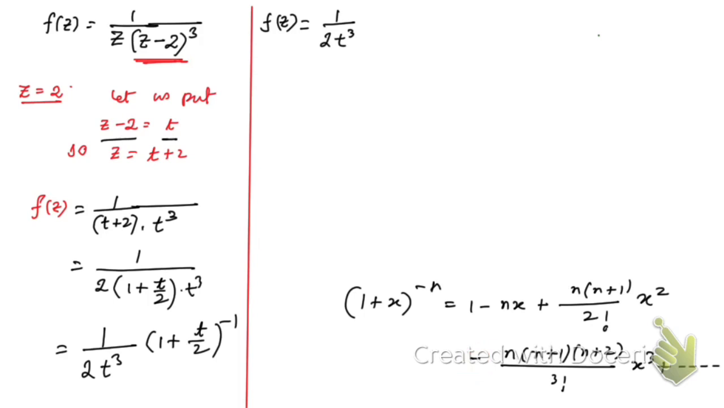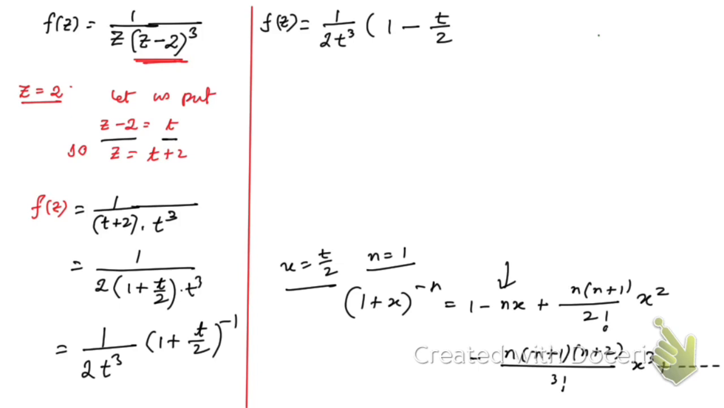Now you see, here we're going to consider this t by 2 as x, and minus n as minus 1. That means n is equal to 1 here. So if we apply that formula here, we're going to get 1 minus n, which is 1. So here instead of x we're going to put t by 2. So we replace x by t by 2 and n by 1 in this expansion, then we're going to get the expansion of this. Hope you have understood this.